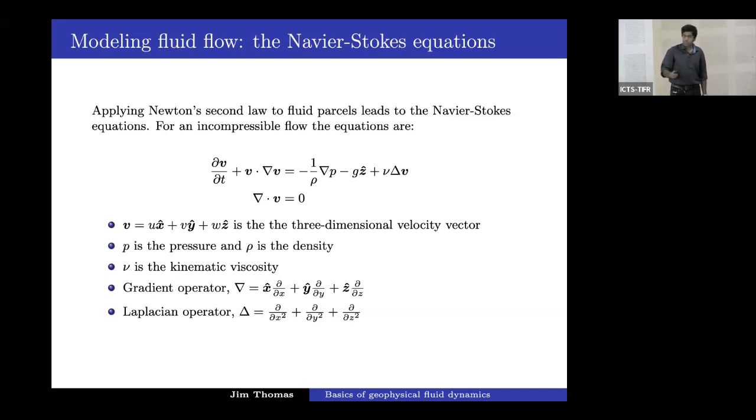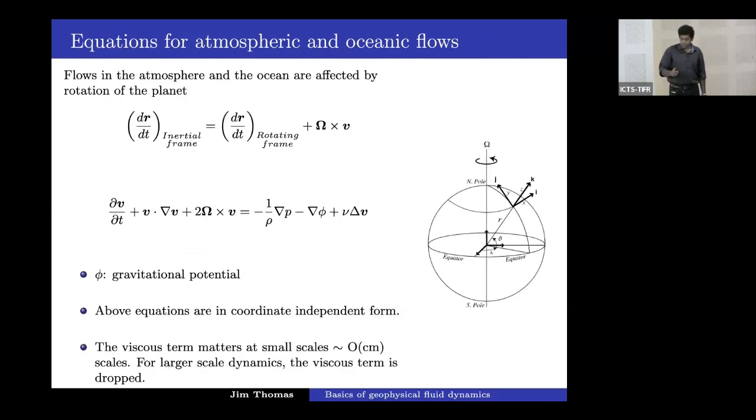And this is typically useful at order 10 meter scales, smaller scales. But when you think of flows in the atmosphere and the ocean, the rotation of the planet and density changes in the vertical direction matters a lot. So if you think about it, we are on this rotating planet and we are in a rotating frame. So now we have to change our coordinates from an inertial frame to a rotating frame.